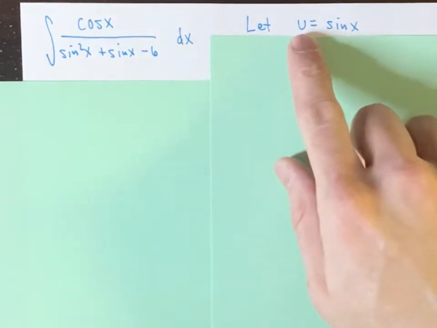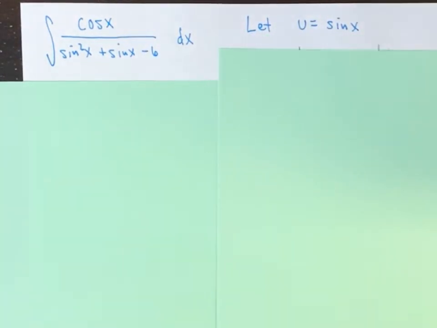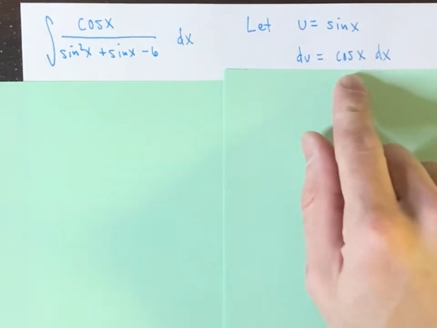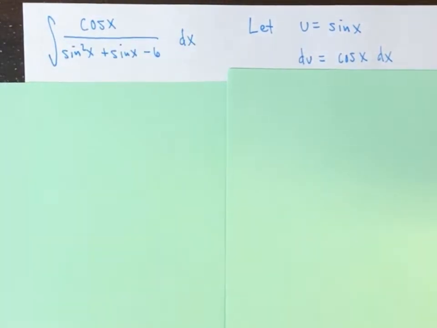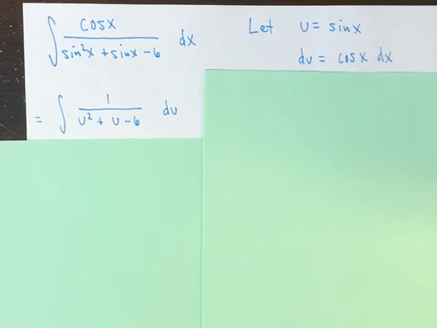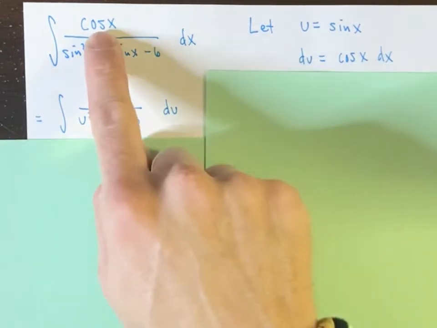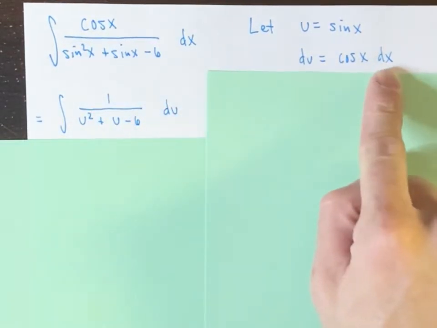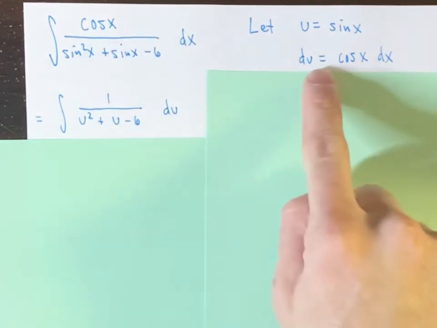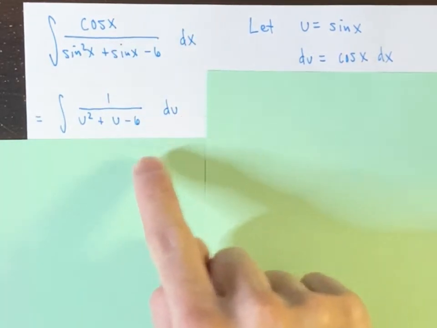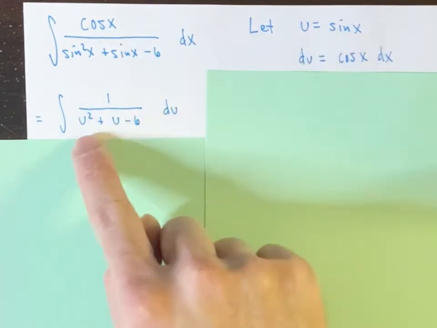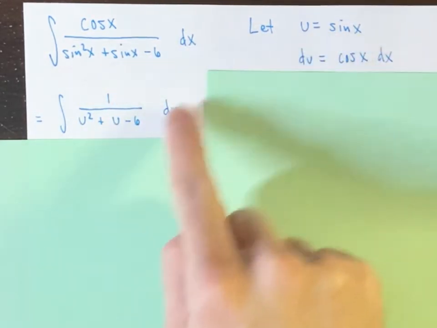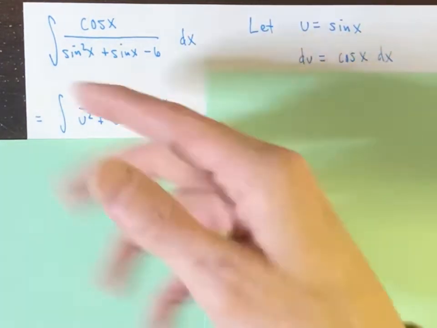So as soon as we have u, we can find du. And that, of course, would be du. The derivative of sine is cosine. Now that we have u and du, let's rewrite this in terms of u's. So this is what we should get here. We should have, let's see, cosine x dx, that's just du, which is in the back. And so there's just 1 in the top. Now the bottom, sine squared is u squared, plus sine is u minus 6. So that's just a substitution.